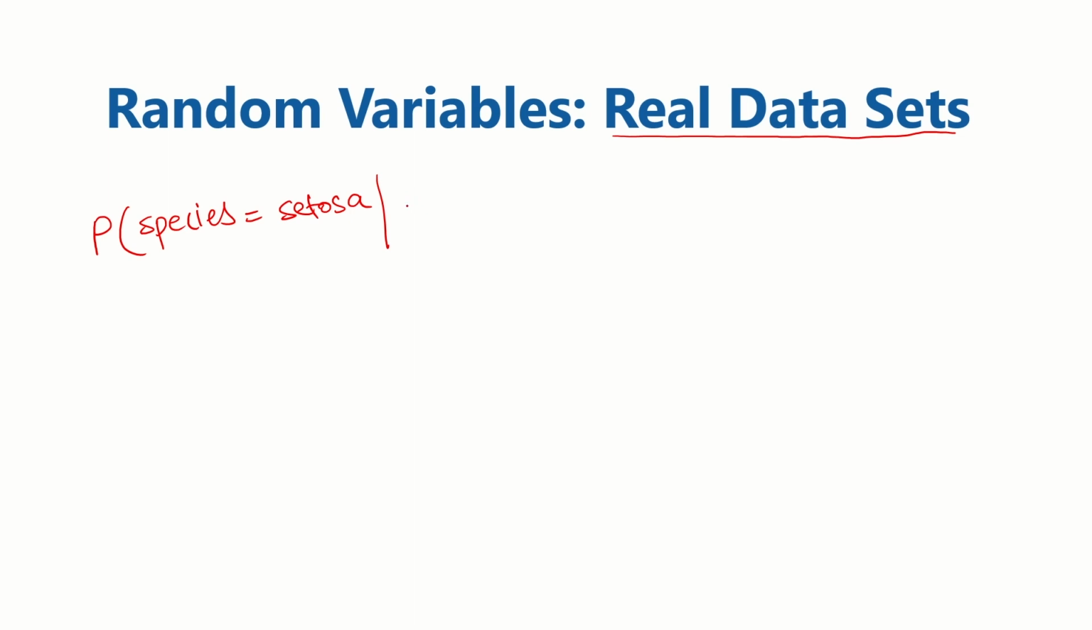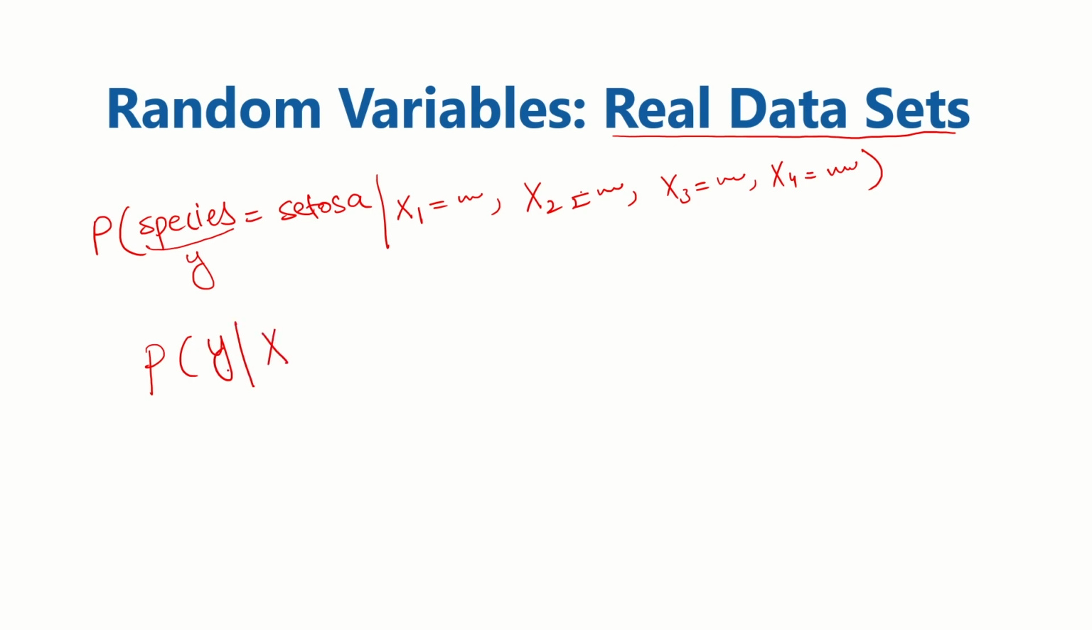For example, let me call the sepal length random variable x1 that has a certain value. Let me call the random variable x2 the sepal width, which has a certain value. X3 is the petal length, which has a certain value. X4 is the petal width, a random variable that has a value. So we might be interested in this particular distribution. If we specify the random variable species as y, we really are interested in the probability mass function of y given these four random variables.